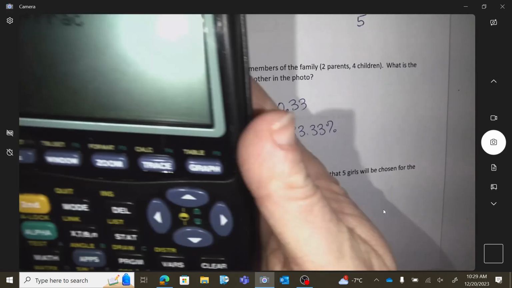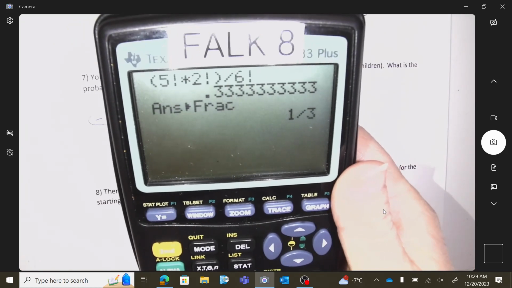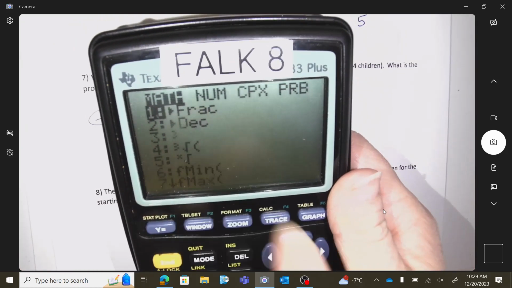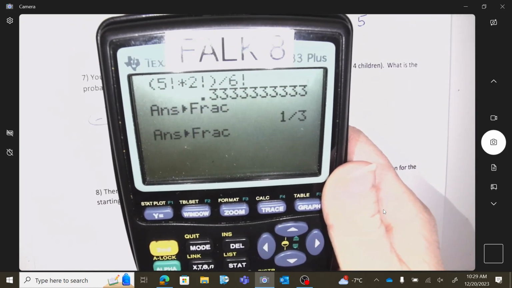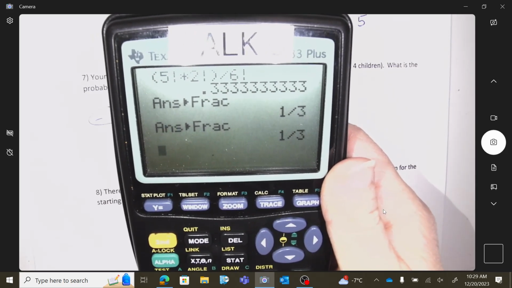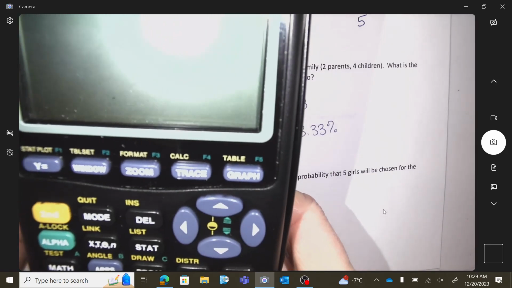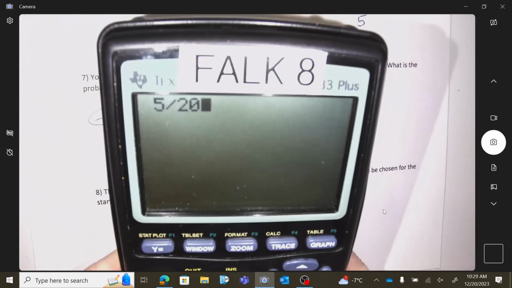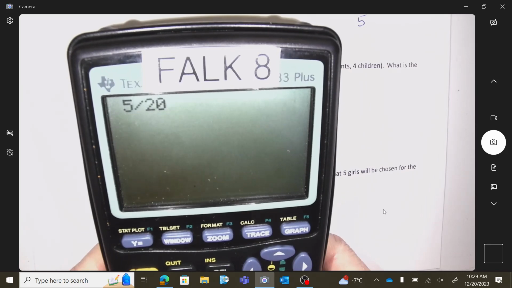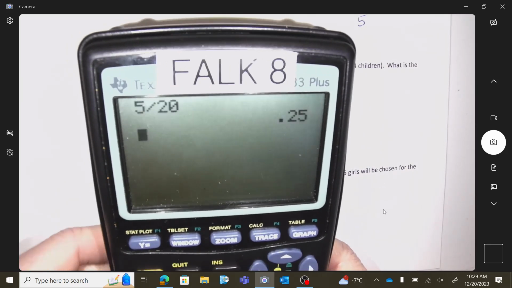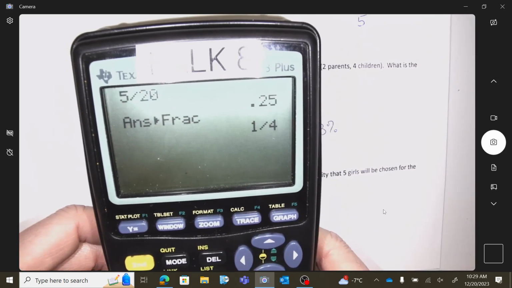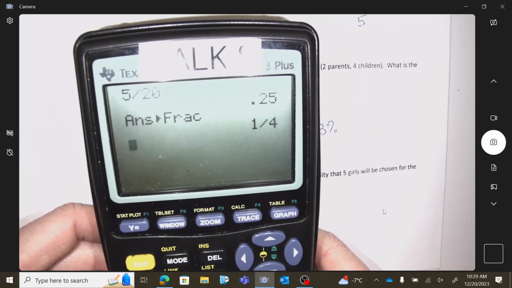You see it? What did you just do? Math. And then there's fraction, and it will just turn anything you've done into the best fraction. So like if I do 5/20, right? That's in a decimal, math, fraction, and it'll just turn it into the reduced fraction for me.